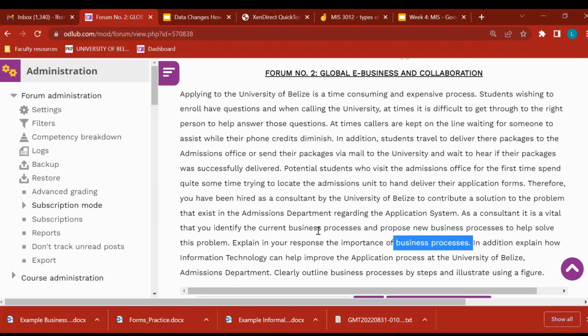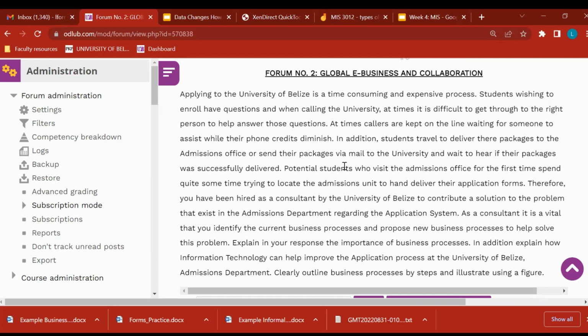Some of these terms you will learn as you go through the interactive slides prepared by Dr. Ryan. And for every forum, you must complete the interactive slides in order to complete the forum and get your maximum points. So business process is one of those things that you will have to define. You'll have to look at other terms coming out from those interactive slides that you can use to justify your responses and the solutions that you're proposing as a consultant.